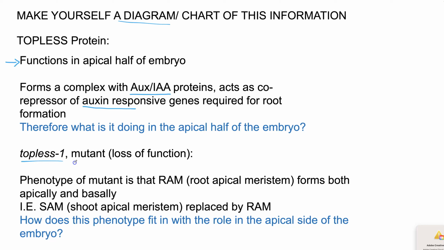But when we have a topless mutant with the loss of function, the phenotype is that the root apical meristem forms both in the apical and the basal parts. So you don't have a shoot apical meristem at all. It's replaced by the root apical meristem. So use these blue questions as prompts for how to think about this material. If this is what we know that protein does, what is it doing? What is its job? And then if it's mutated, how does that phenotype fit in with the job that it's supposed to be doing, that it isn't?